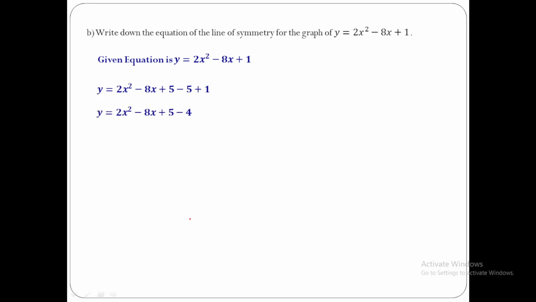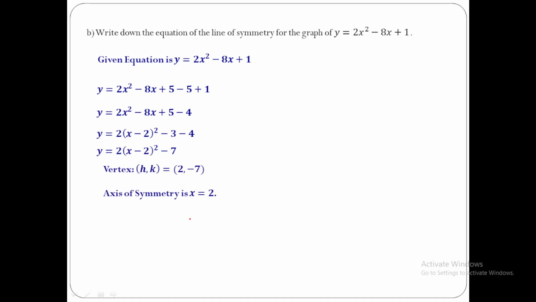Minus 5 plus 1 is minus 4, and for the first three terms we get 2 times (x minus 2) the whole squared minus 3 from part A. Then minus 3 minus 4 is minus 7. Here the vertex is 2 comma minus 7 and the axis of symmetry is x equal to 2. Axis of symmetry is nothing but the line of symmetry. It's the easiest question.